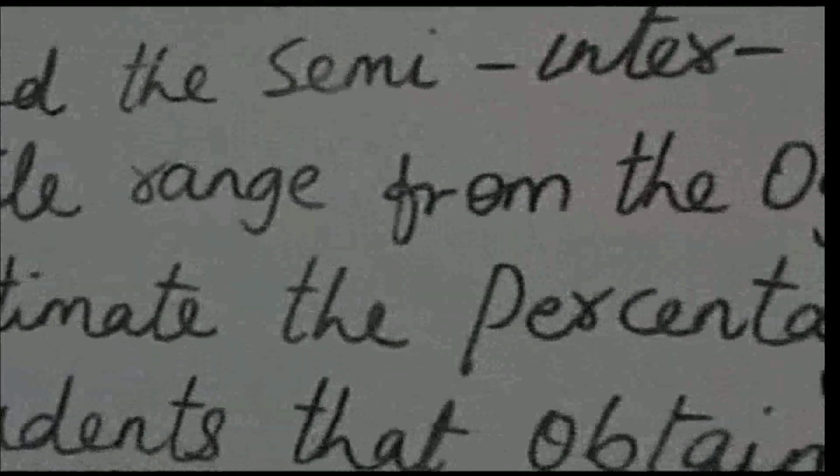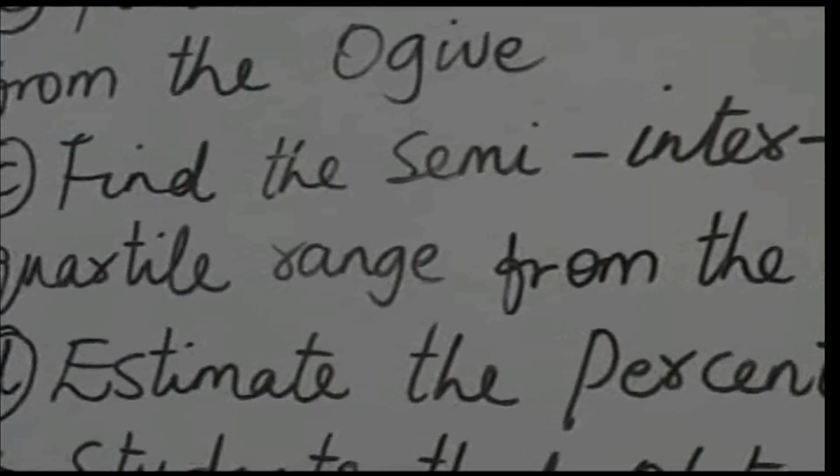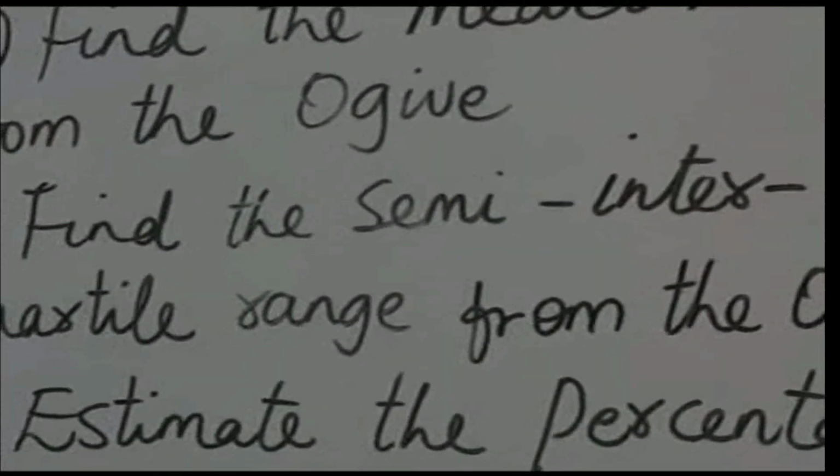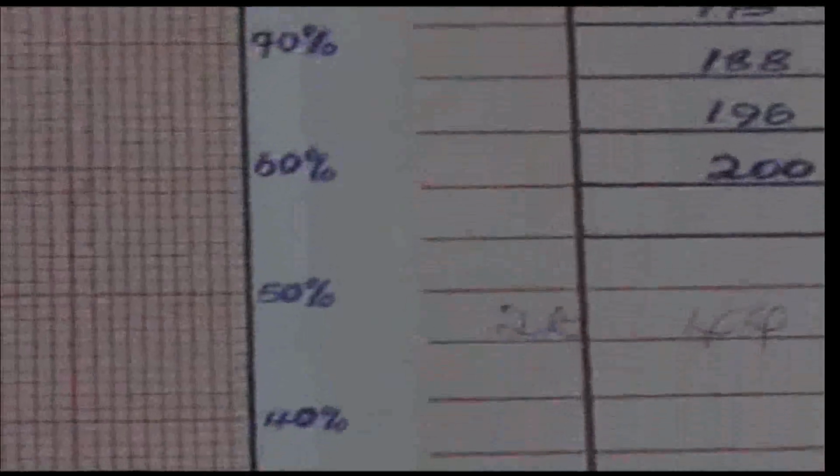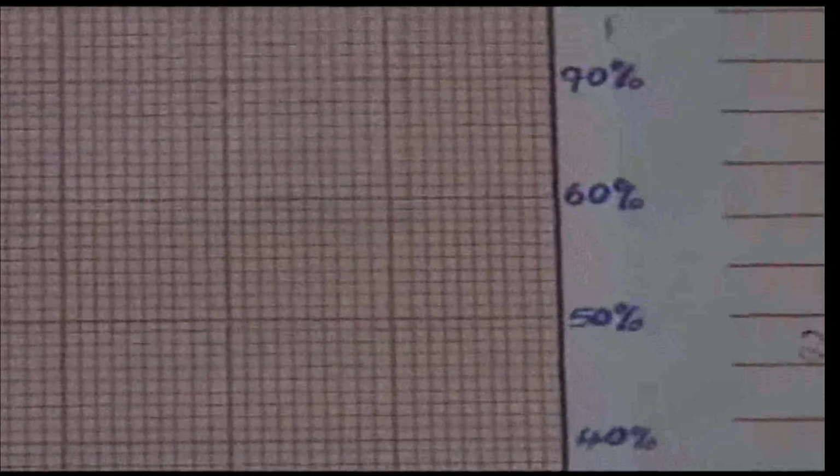Now that question says we should find or estimate the semi-interquartile range from the ogive. That's question number C. Find the semi-interquartile range from the ogive. So now that we have calibrated this side of our graph paper, semi-interquartile, as I mentioned before, is upper quartile, which is 75%, minus lower quartile, which is 25%, divided by 2.